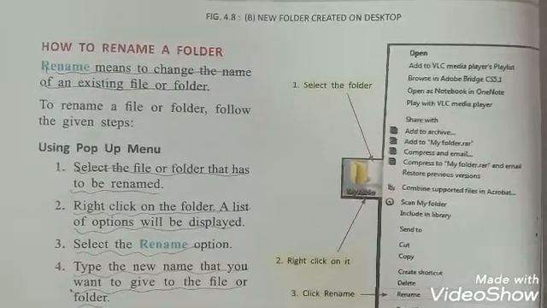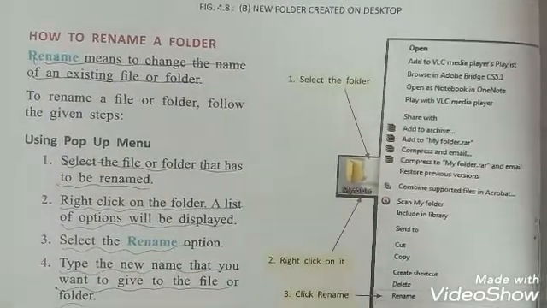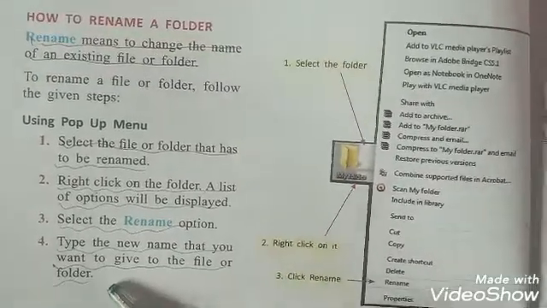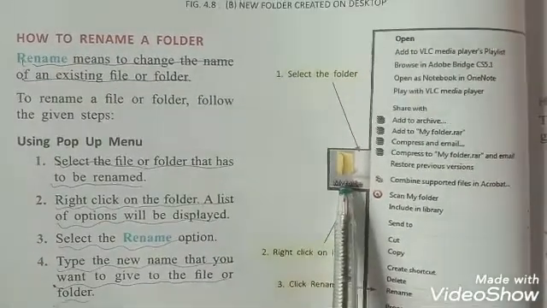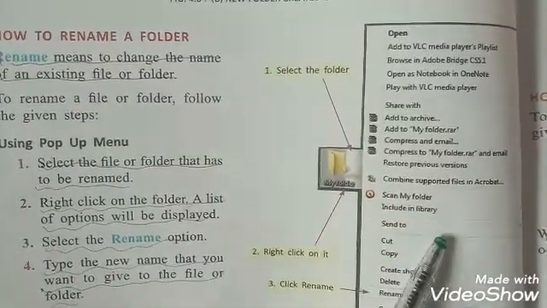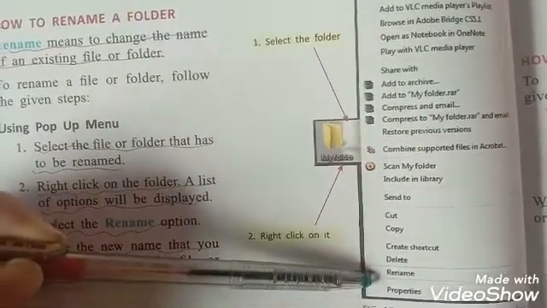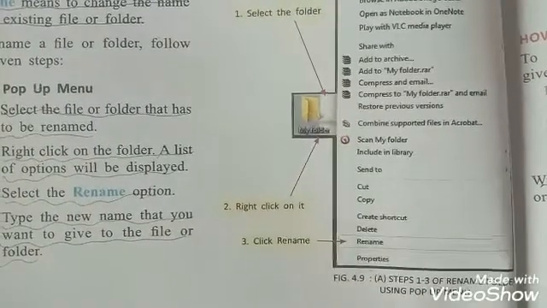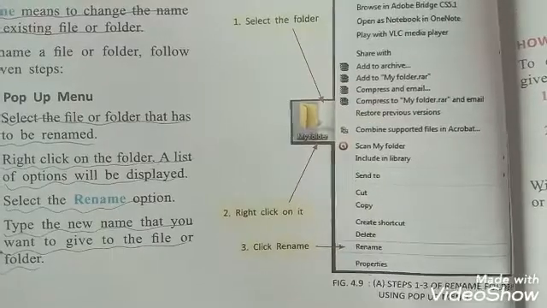Now we are going to learn how can we rename a folder. Rename means change the name of existing file or folder. To rename a folder, select the folder. After selecting this folder, right click by the mouse. This menu appears. Click rename option and type the new name that you want.